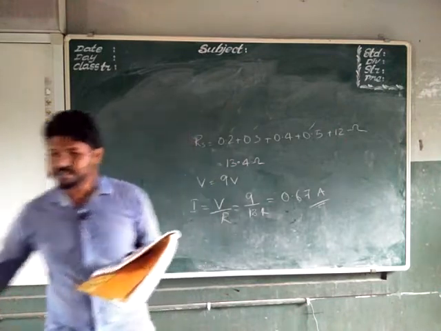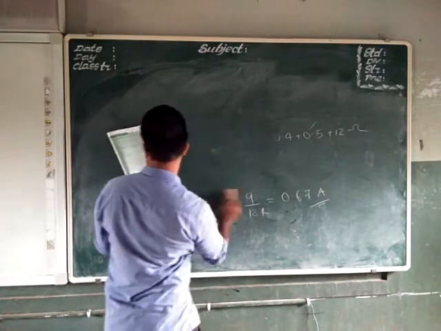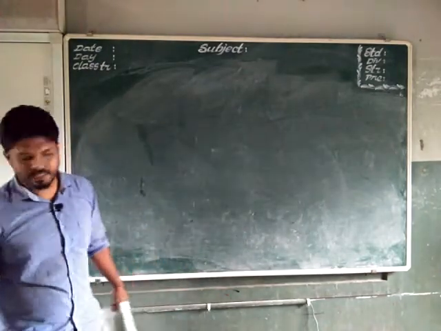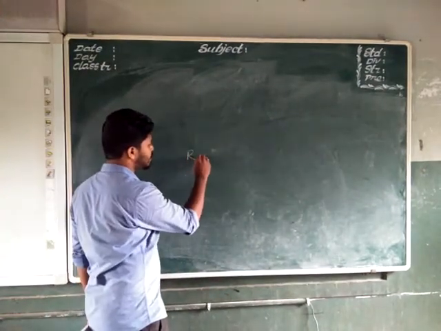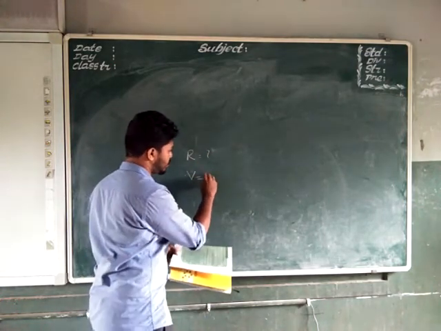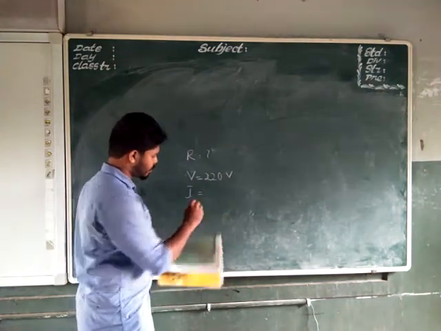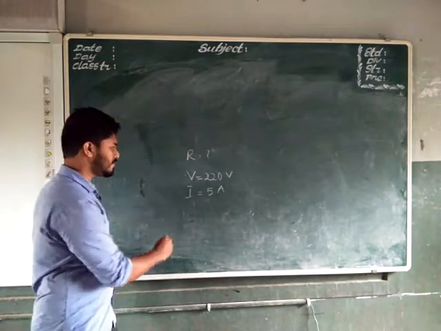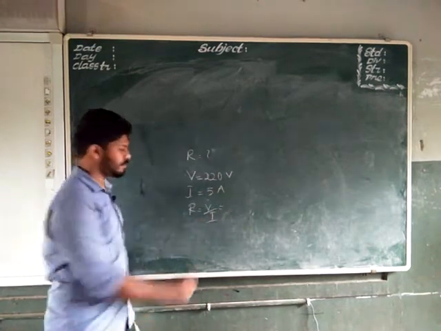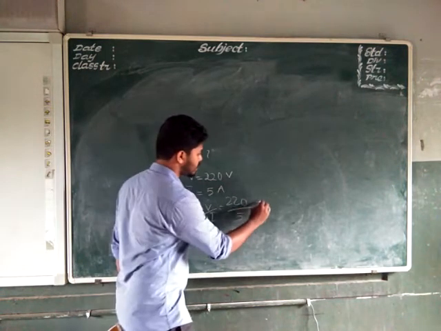Now 10th question, it's an easy question. How many 176 ohm resistors in parallel are required to carry 5 ampere on a 220 volt line? So whatever is given, the resistance we have to find. We are given the potential difference 220 volt and I is given to us, I is equal to 5 ampere. How to find the resistance? The same method. R is equal to V by I, that is equal to 220 by 5.